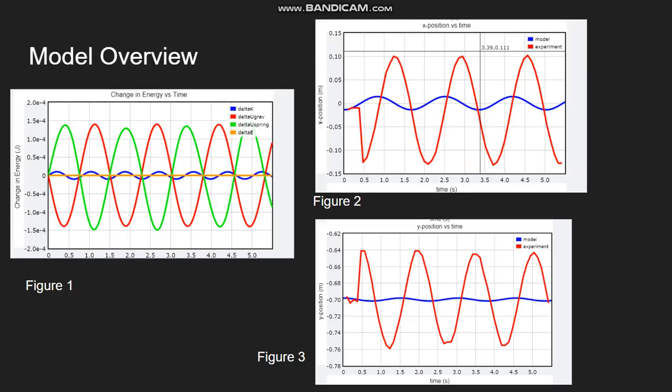Model overview. Figure 1 represents the energy diagram, while figures 2 and 3 represent position versus time, where 2 is the x position and y is for the third figure.